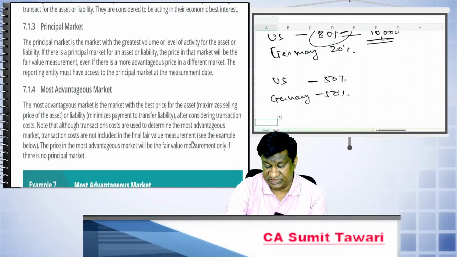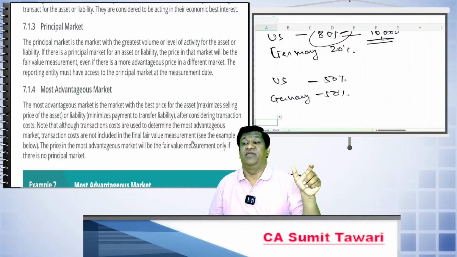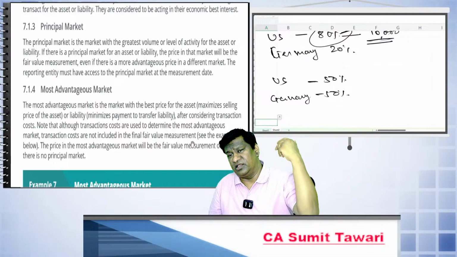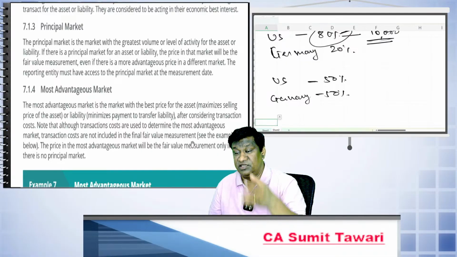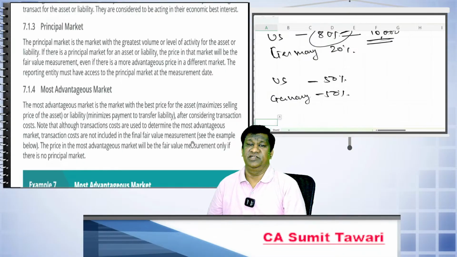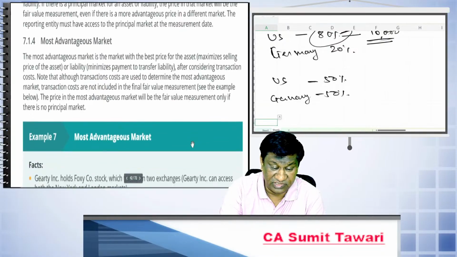Okay, so we will see this example. We record the asset at fair value. Transaction costs we incur later on, when we want to sell the asset. So transaction costs cannot be part of the fair value, but we need to consider the transaction costs to determine the most advantageous market. Now we can see this example.